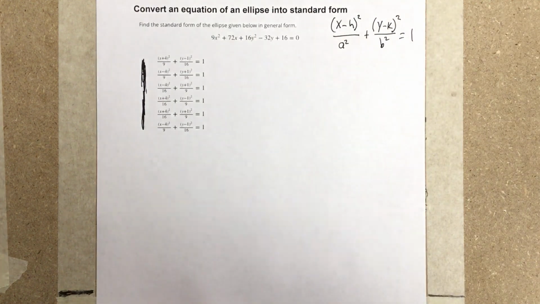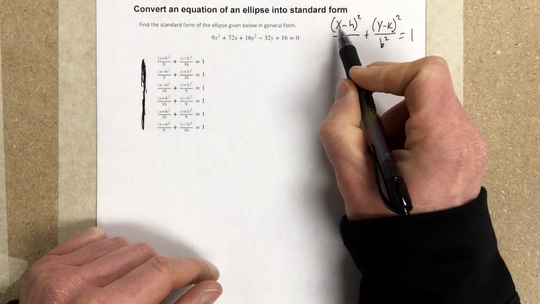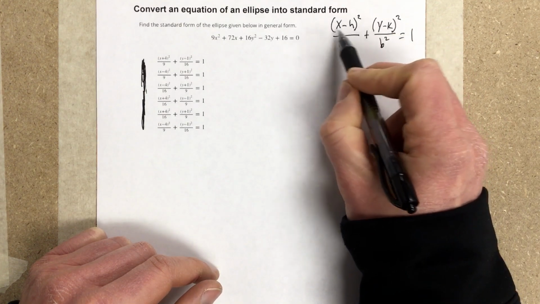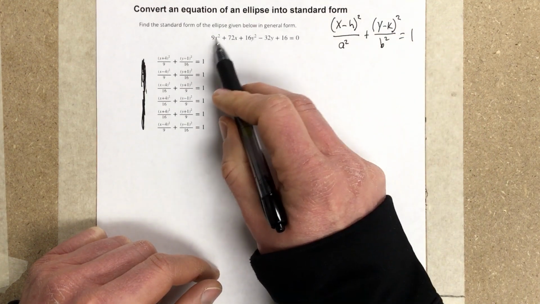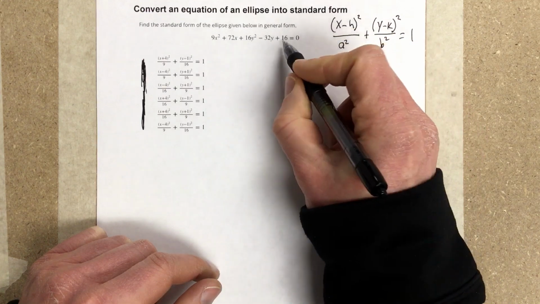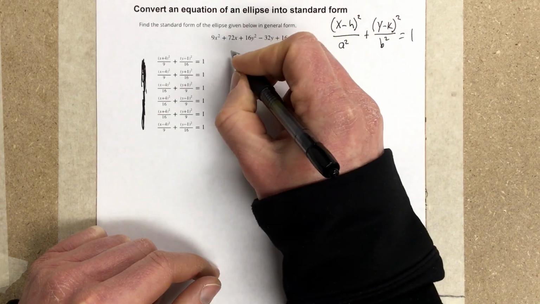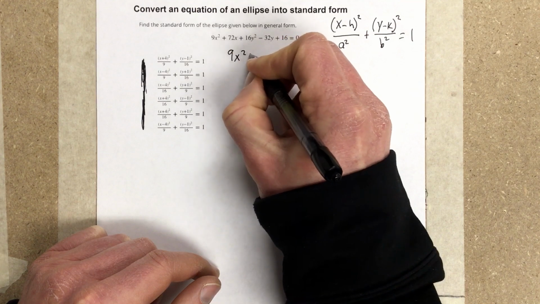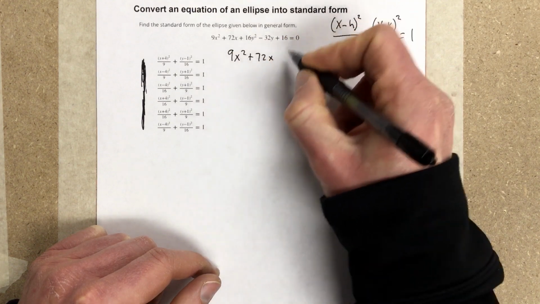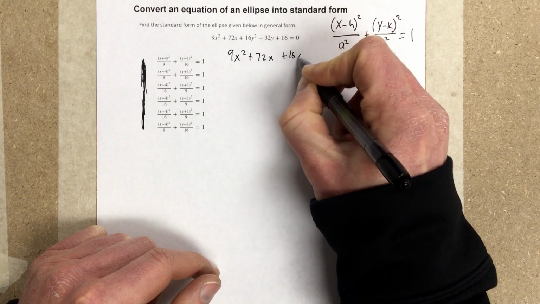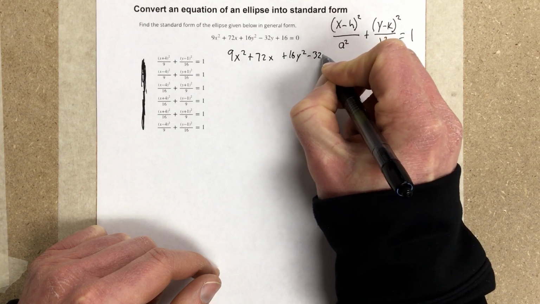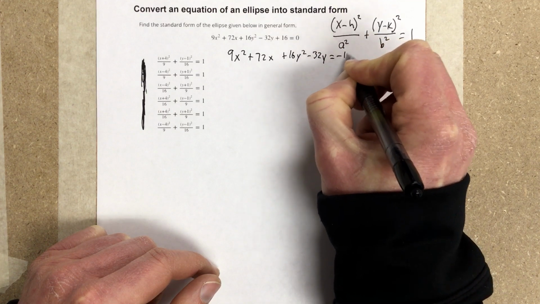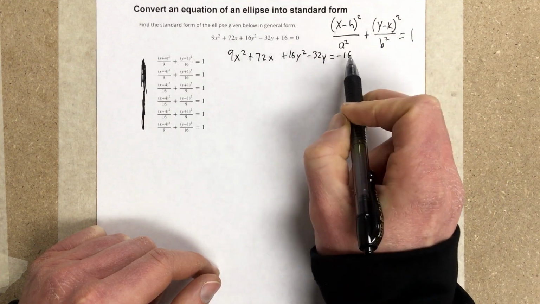Now to do that, because we have (x minus h) squared, we're going to have to actually complete the square on this. So we're going to have to move the 16 over. So we get 9x squared plus 72x plus 16y squared minus 32y equal negative 16. So that's the first step, is move the 16 to the right side.